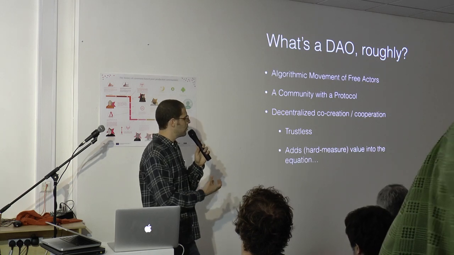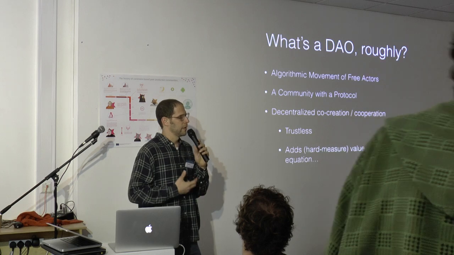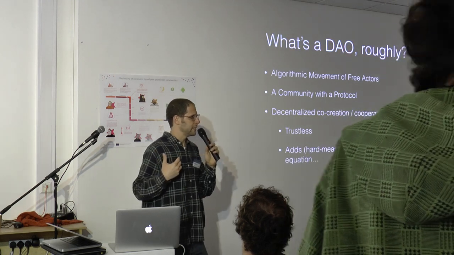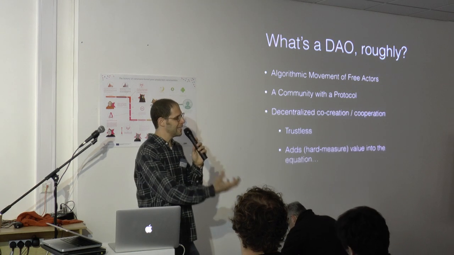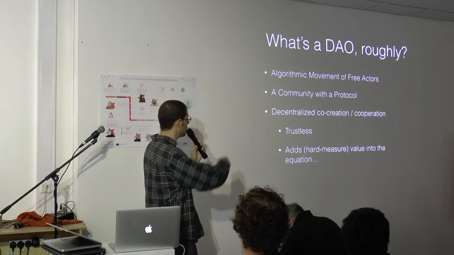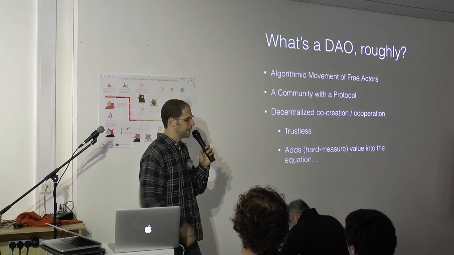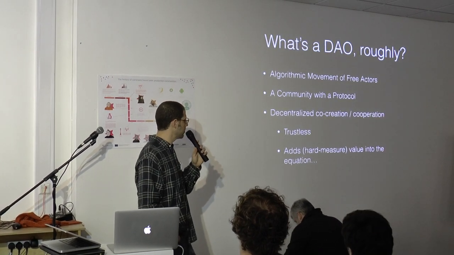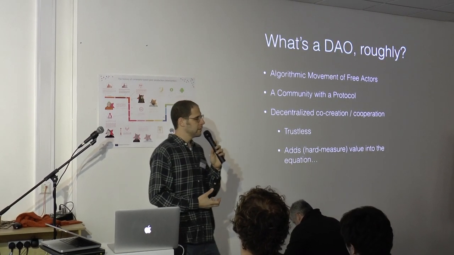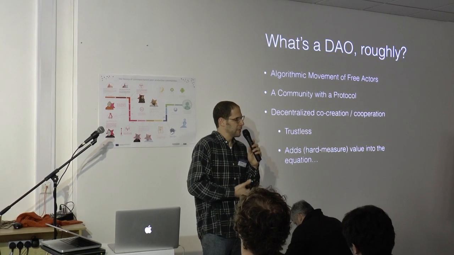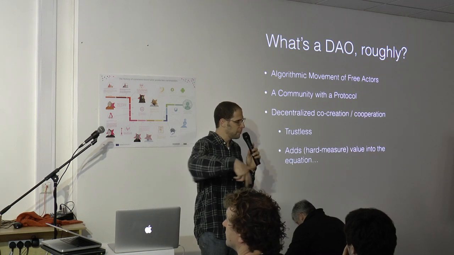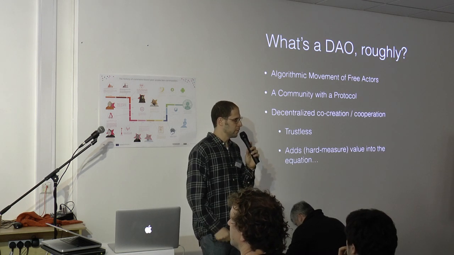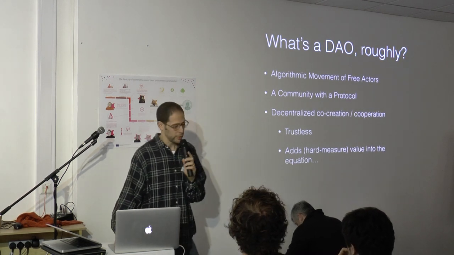Now, what's the importance of the new feature of that kind of movement, on top of what we already had in the open source community? It is the ability to bring value into collaboration, which is related also to the trustless mechanism of the blockchain, which I will talk about. You can also add value into the equation, so that many of the people that collaborate or cooperate in some way can also share between them a hard measure of value. And that's another thing beyond what we already had before.